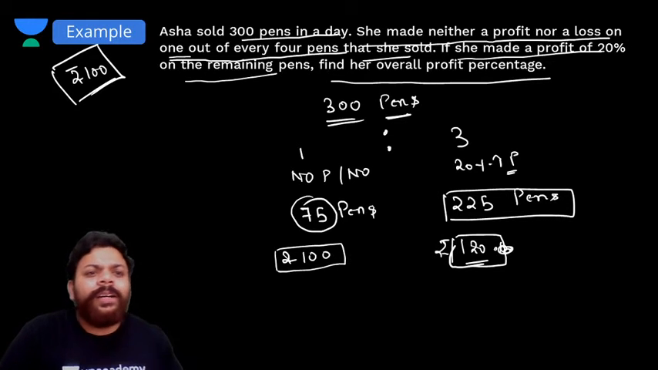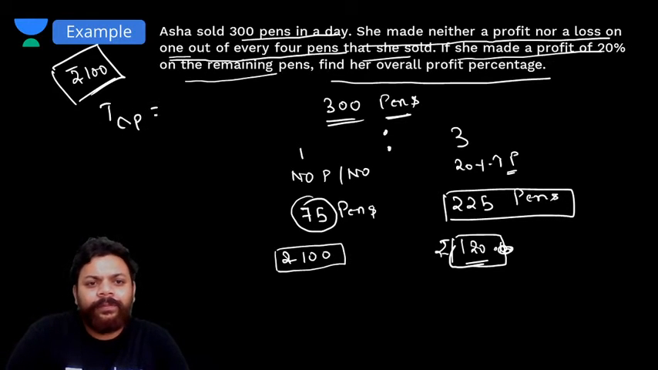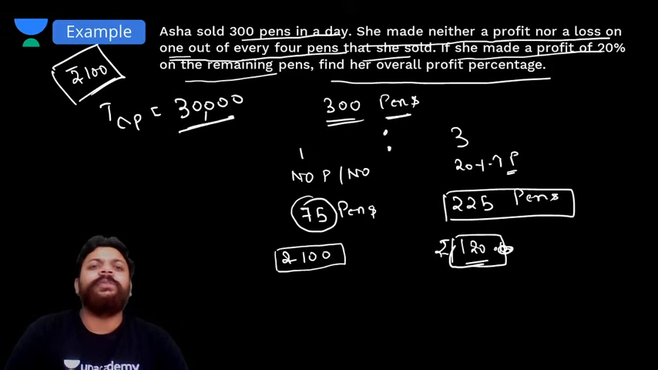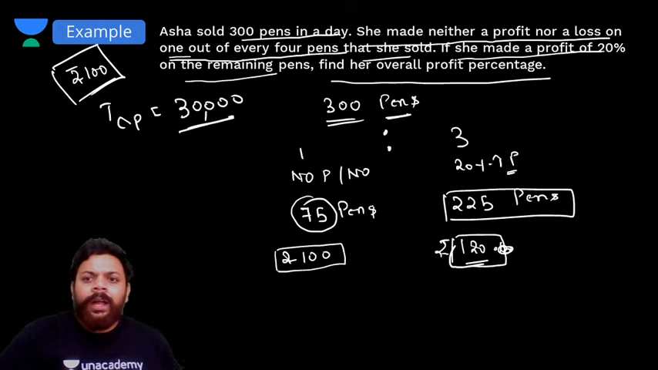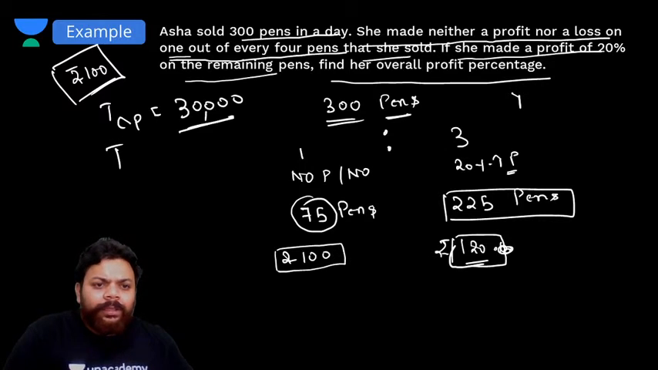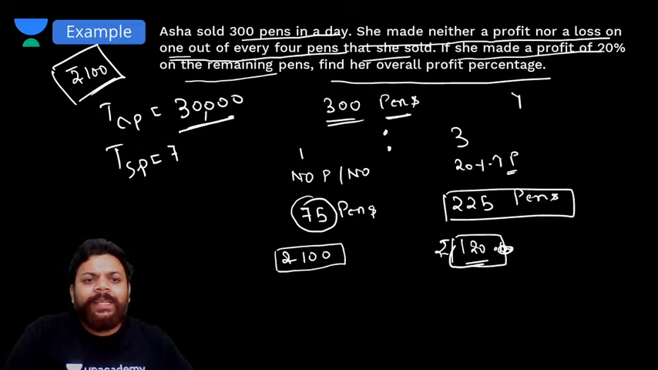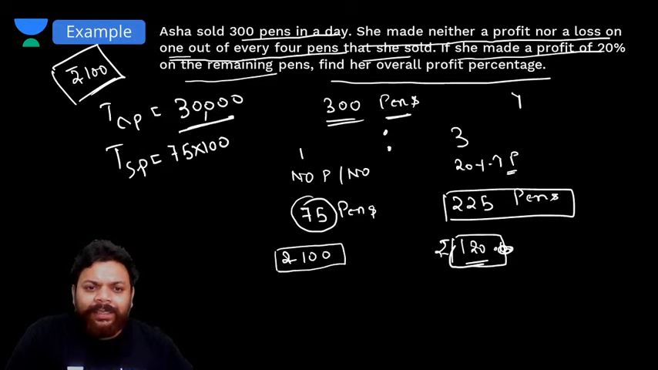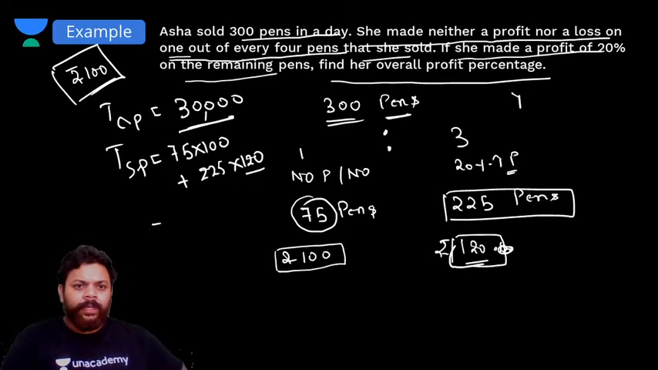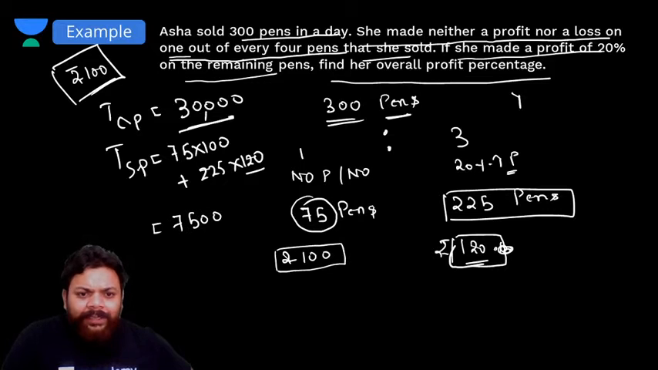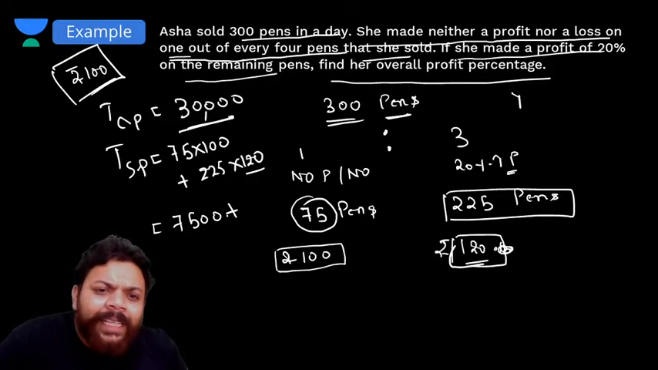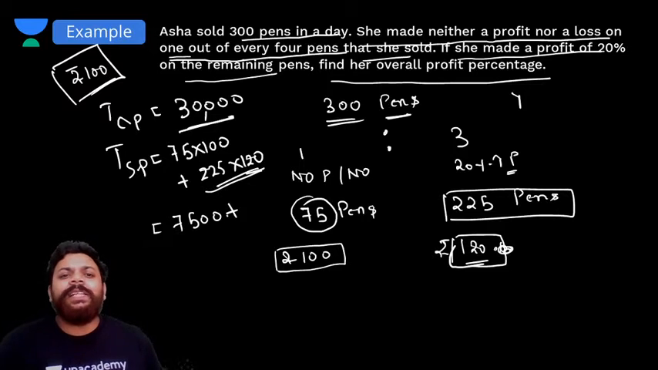That means overall, total CP will be, since there are 300 pens and ₹100 each, 30,000. If I talk about total selling price, that must be 75 multiplied with 100 plus 225 multiplied with 120. So this must be 7500 plus, if I multiply 225 with 120, what answer will come, guys?